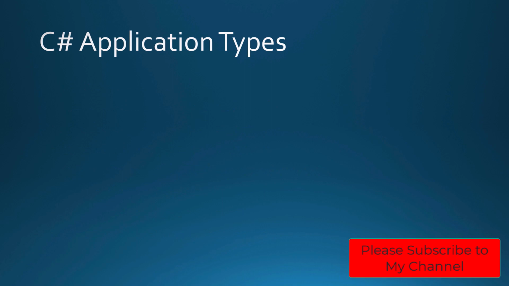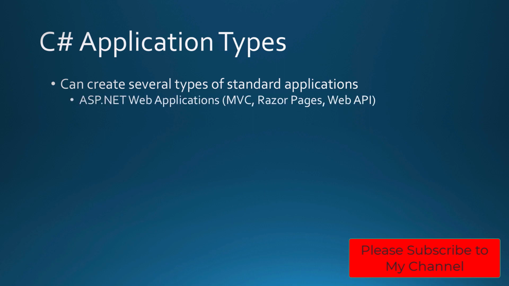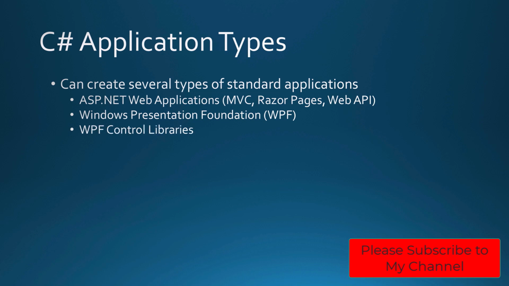What can you build with C#? Well, we can build a whole bunch of different types of applications. ASP.NET web applications using the Model View Controller approach or Razor Pages. We can also build web API services. We can build Windows Presentation Foundation or WPF applications. These are desktop applications that run on a Windows desktop or could be on Mac too. We can build control libraries for WPF applications. We can build Windows Forms applications that also run on Windows desktops, and of course control libraries for those as well. We can build the new Blazor applications.